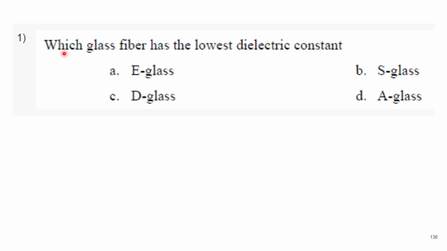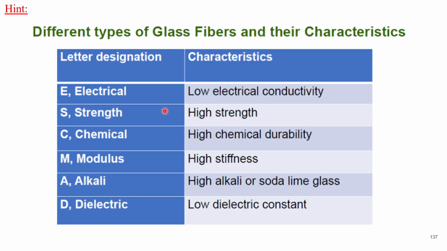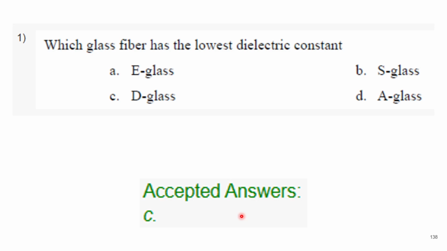So the first question is A1: which glass fiber has the lowest dielectric constant? A, E glass, B, S glass, C, D glass, and D, A glass. So dielectric constant, if you remember, has the initial D. Okay, so this D glass is the correct option. If you can see here, D, dielectric, it has a low dielectric constant. So C, D glass, is the correct option.